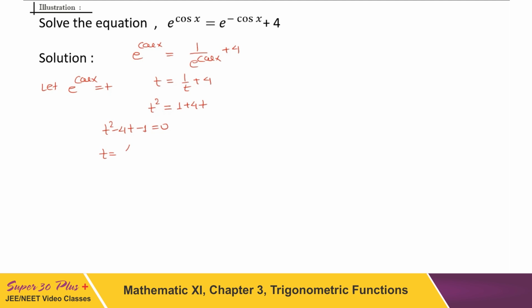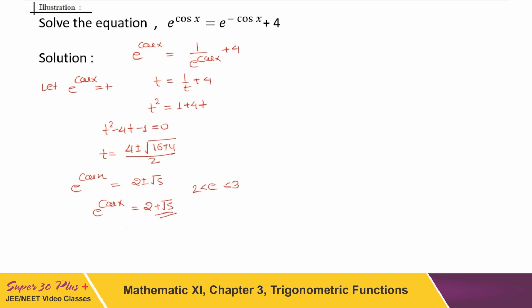t is equal to minus b plus minus root of b square minus 4ac upon 2a, and it is equal to 2 plus minus root 5. The value of t is e to power cos x. e to power cos x is equal to 2 plus minus root 5. 2 minus root 5 is not possible because e to power cos x is greater than 0. You can say that e to power cos x is equal to 2 plus root 5.